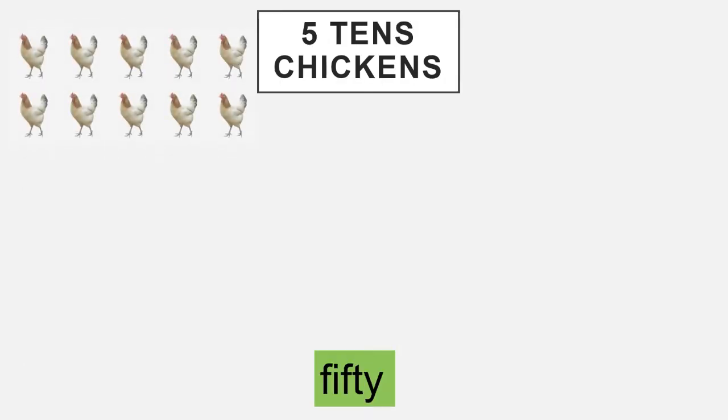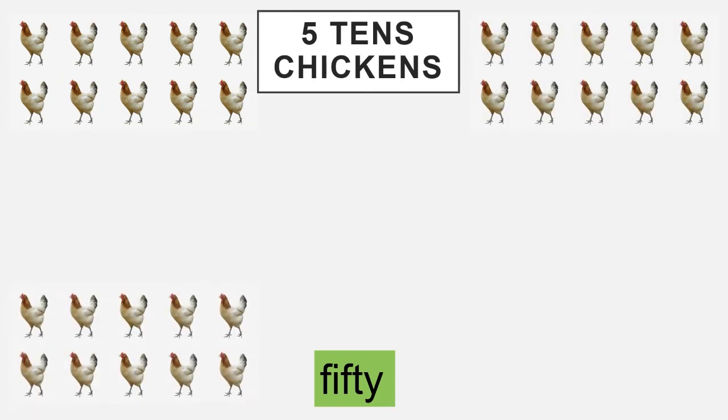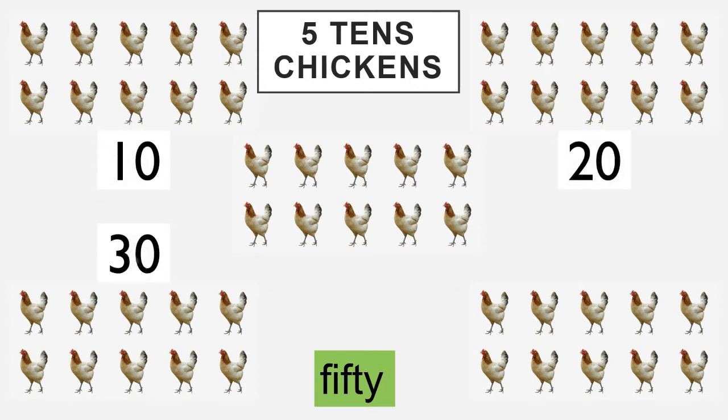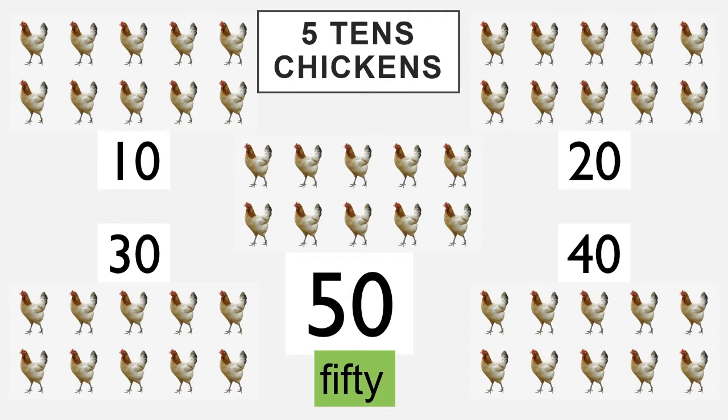And then 1, 2, 3, 4, and 5. There are 5 tens of chickens. 10, 20, 30, 40, and 50. 5 tens of chickens means 50 chickens.